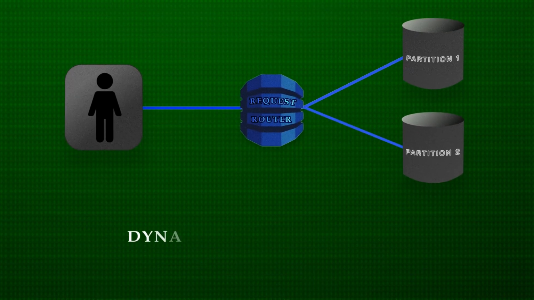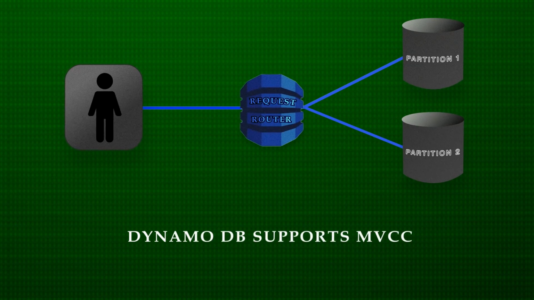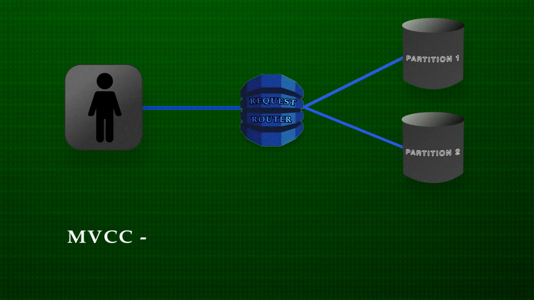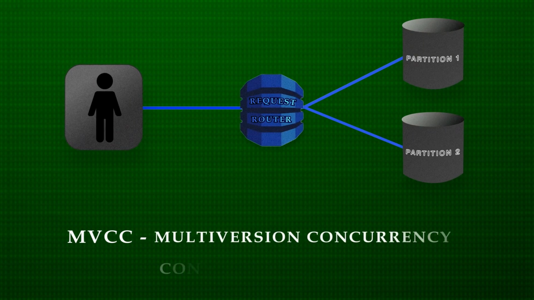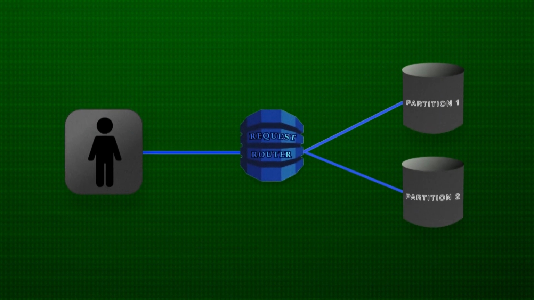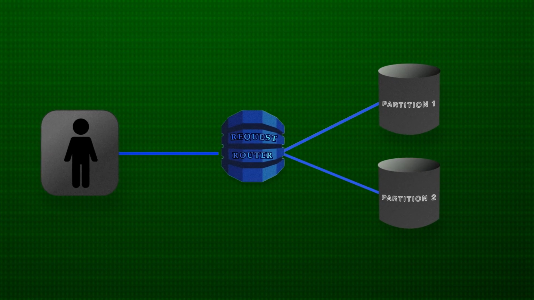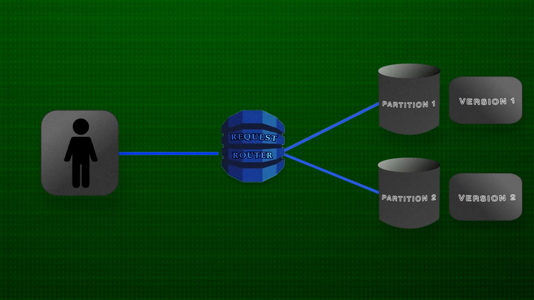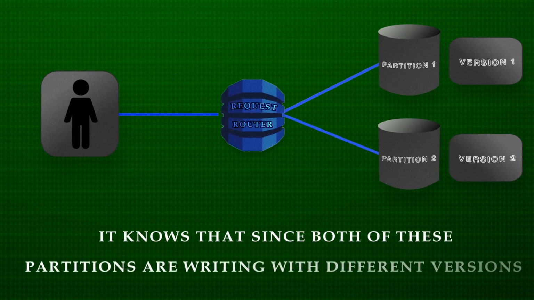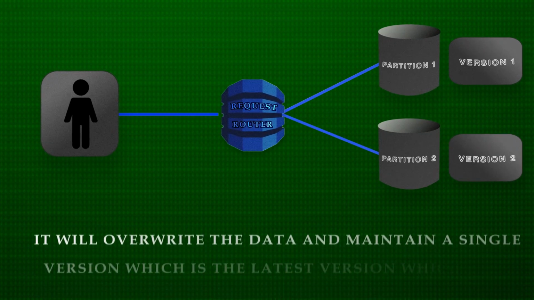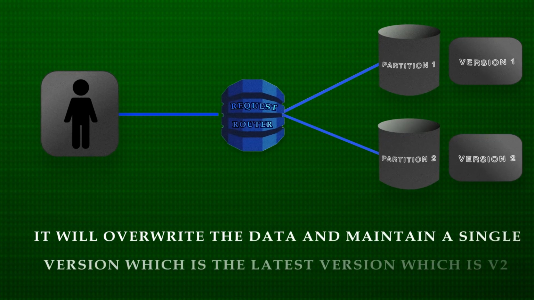So for that, DynamoDB supports MVCC. I am not sure about the full form here, but I will just look it up quickly. So MVCC is multi-version concurrency control. It means that, let's say that there is some item that we are writing to partition 1 as well as to partition 2, then it will be written to partition 1 with version 1 and it will be written to partition 2 with version 2. So it knows that since both of these partitions are writing with different versions, it will overwrite the data and maintain a single version, which is the latest version, which is V2 in this case.